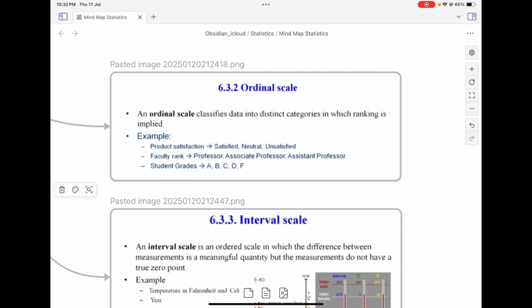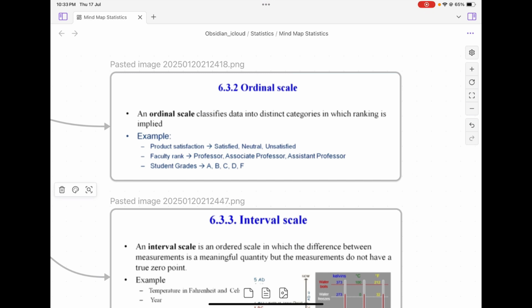In nominal data, you did not have that kind of ranking. Another example is faculty rank, for example, professor, associate professor, assistant professor. There is a rank between them, the professor being the highest and the associate professor being the second highest. Then comes the bottom level, the assistant professor. And student grades can be A, B, C, D, F, etc. A being the highest, B second. So you can establish some kind of ranking between this data.